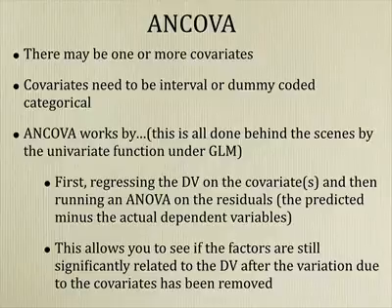So, one or more covariates, again, theory or past research or available data would have to dictate what that number is. They can be, or they need to be, interval or dummy-coded categorical variables. So you can have categorical covariates, but you'll need to dummy code them, as we've talked about previously.